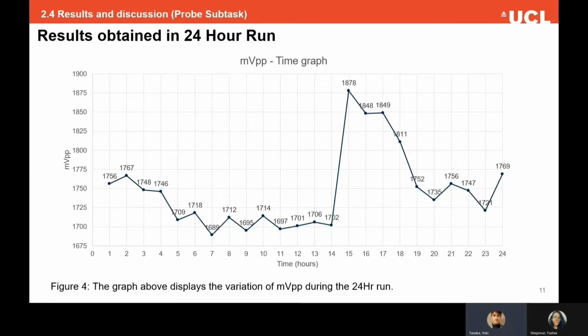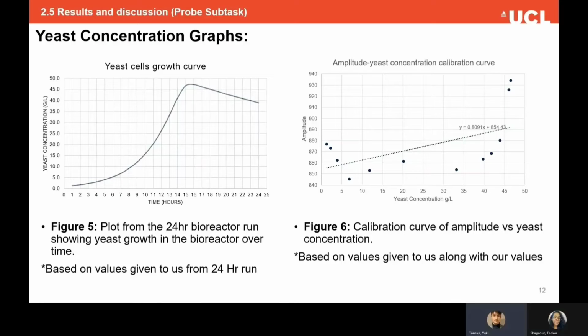The yeast concentration against time graph shows an exponential growth, as expected from our research. The concentration of yeast kept rising until the 15th hour, peaking at the concentration of 47 grams per liter. A slight plateau in the graph can be seen between the 15th and 16th hours, and this is known as the stationary phase. After the 16th hour, the yeast concentration started to decrease as the population reaches its peak and starts to decline. We've included a calibration curve of the amplitude and yeast, which follows the expected trend of increasing amplitude with increasing concentration.